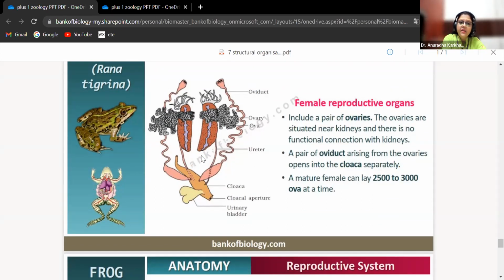So even the female is going to discharge her mature ova through the cloaca only. The fertilization is external, correct? So a mature female can lay 2,500 to 3,000 ova at a time. Look at it. 2,500 to 3,000. Yes, Sanika. You're right.